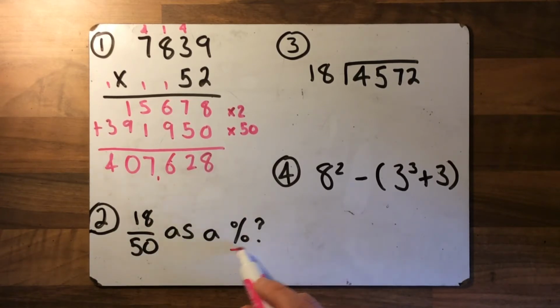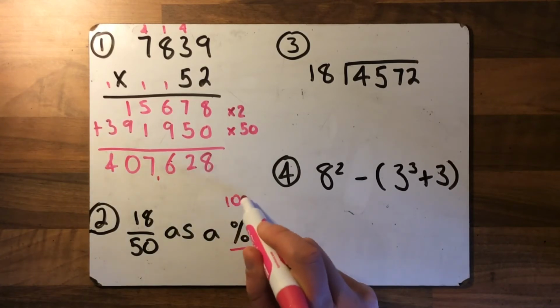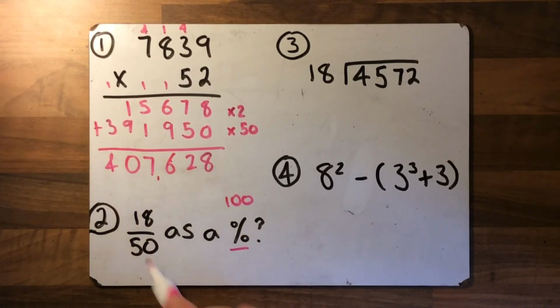So number 2, we've got 18 over 50 as a percentage. Now remembering that percentage is out of 100. So we need to turn the denominator into 100. So what do I need to do to this 50 to turn it into 100? I need to times it by 2, don't I?